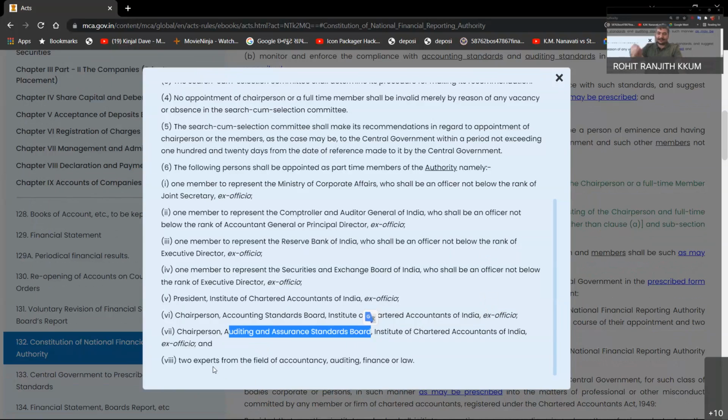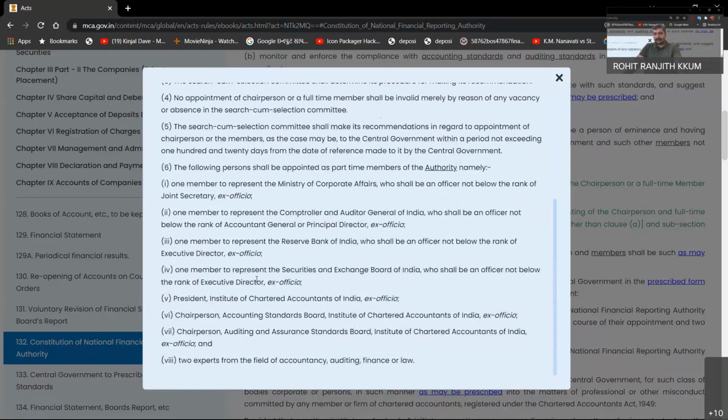Okay, चलो उतना तो नीचे नहीं डाला, वरना सोचो क्या होता. So fine, they have given a good respect to ICAI. Okay, and I appreciate that. And 2 experts from the field of accountancy, auditing, finance or law, which will be selected by that particular committee. So look at it. It is very easy to remember. 1 from SEBI, 1 from MCA, 1 from RBI, 3 from ICAI, and 2 from experts, any other experts.